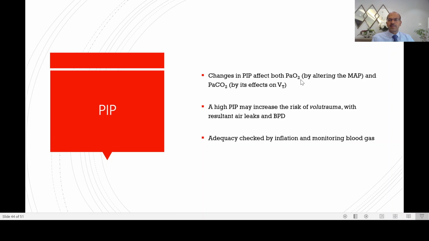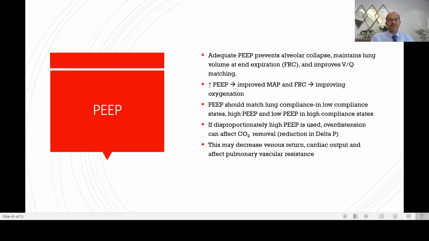So changes in the PIP affect both PaO2 and PaCO2 by effects on tidal volume and MAP. The high PIP may increase the risk of volutrauma, so be careful when you make changes. Make only essential changes. The adequacy is checked by inflation, and you consider doing a blood gas. You don't need a blood gas for every single change you do, but it's a good practice. If the changes were significant, you repeat the blood gas. If the previous gas was significantly abnormal, you do need to check again.